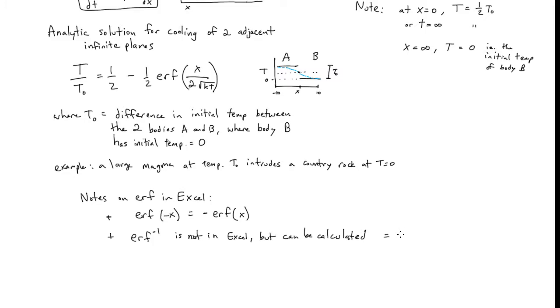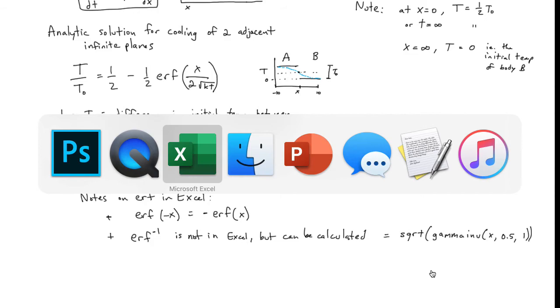It is equal to the square root. So if you type square root of gamma inverse of x, 0.51, this returns the inverse error function. I'll show you in Excel. So let's shoot over to Excel and I'll demonstrate this.